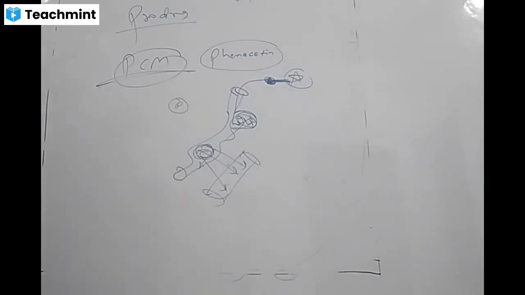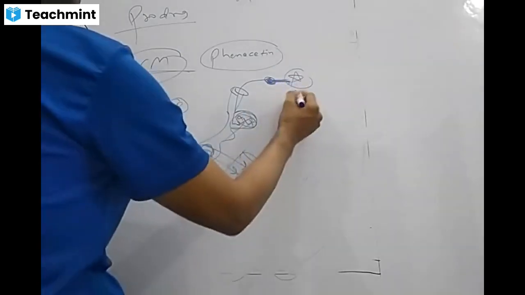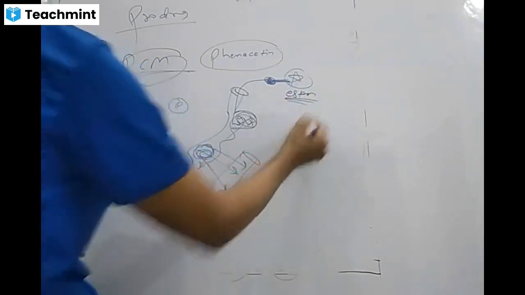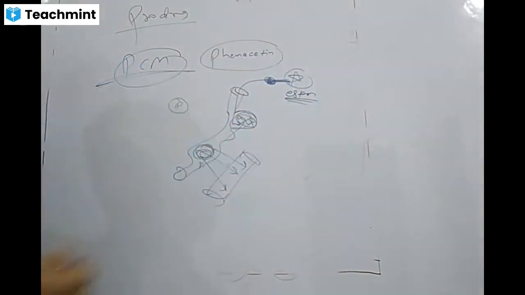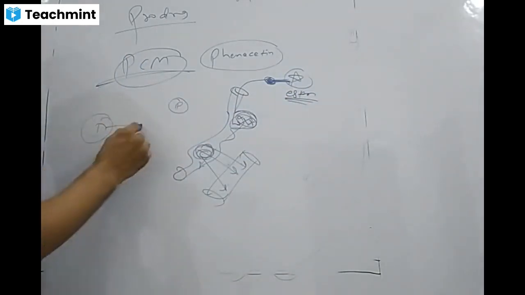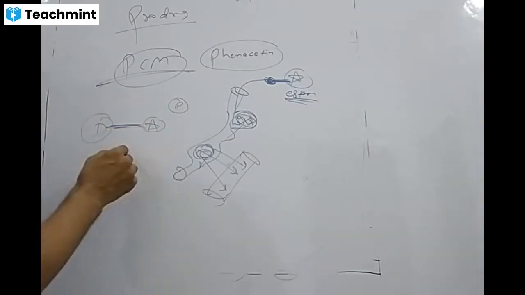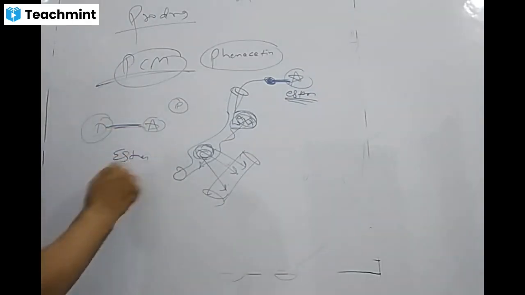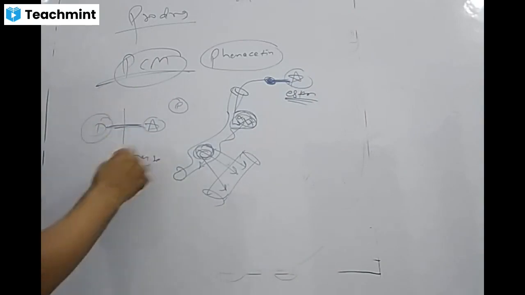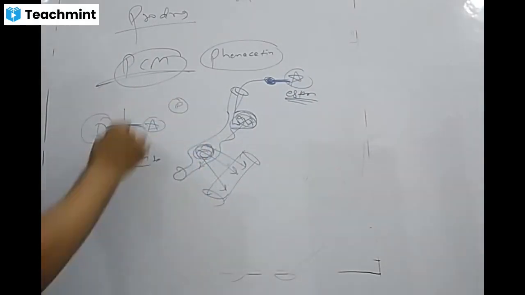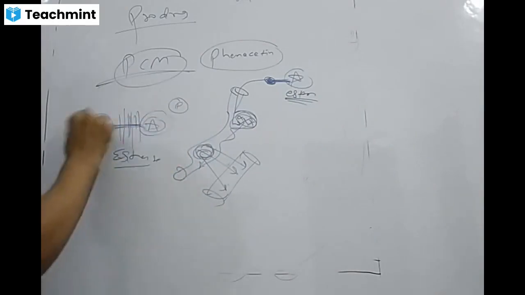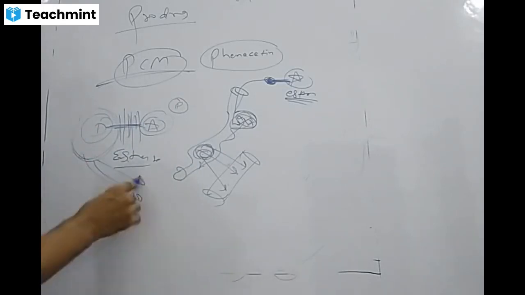So what are the molecules we combine? This group may be an ester bond, ester molecule. In our body we have many esterase enzymes. So suppose this is our drug and we combine this group and this is the ester bond. Our body has esterase enzymes. So after absorption, inside the plasma we have many esterase enzymes. They will remove this bond, remove this molecule, and our drug is free to produce its action.